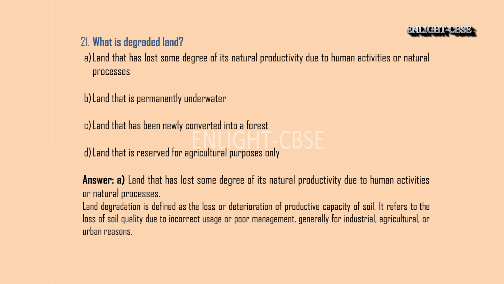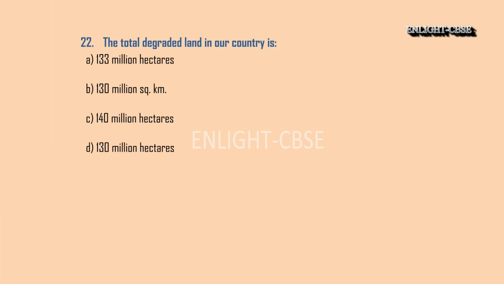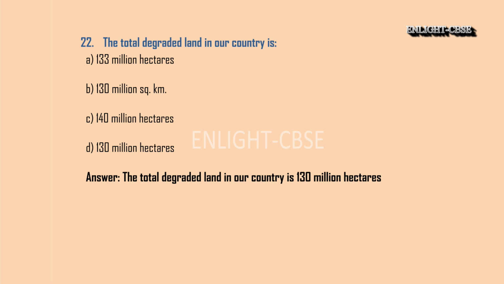Land degradation is defined as the loss or deterioration of productive capacity of soil. It refers to the loss of soil quality due to incorrect usage or poor management, generally for industrial, agricultural, or urban reasons. Question 22. The total degraded land in our country is A. 133 million hectares. B. 130 million square km. C. 140 million hectares. D. 130 million hectares. Answer, the total degraded land in our country is 130 million hectares.